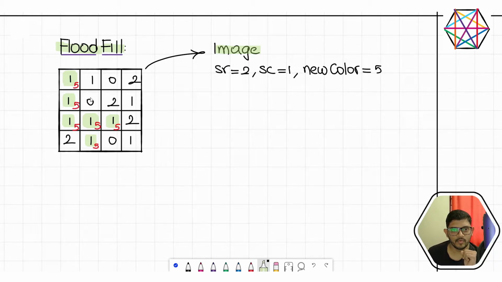Now, what about this one's adjacent cells? It is 2, 2, 0. These are all technically different colors and 1 is already visited. So this particular thing is like a dead end. Beyond this point, you cannot go anywhere.